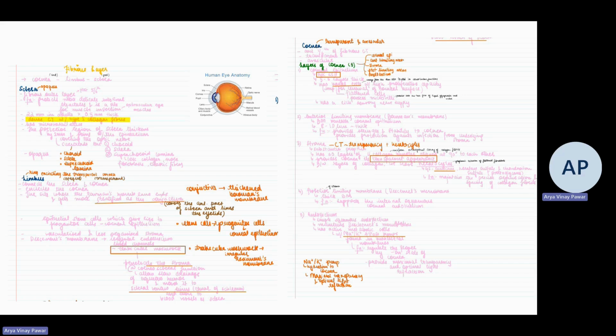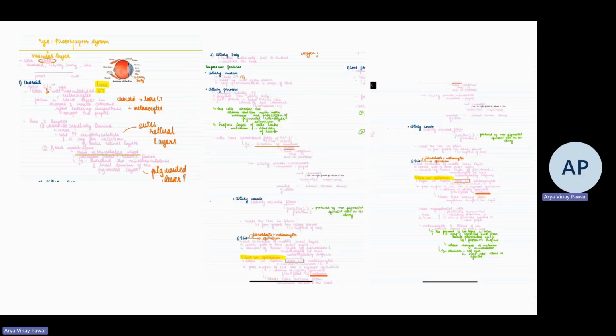In the anterior part of the eye, we mainly see the fibrous layer and the vascular layer. And in the posterior part of the eye, we see the photosensitive layer. All right. So we're going to talk about the vascular layer.